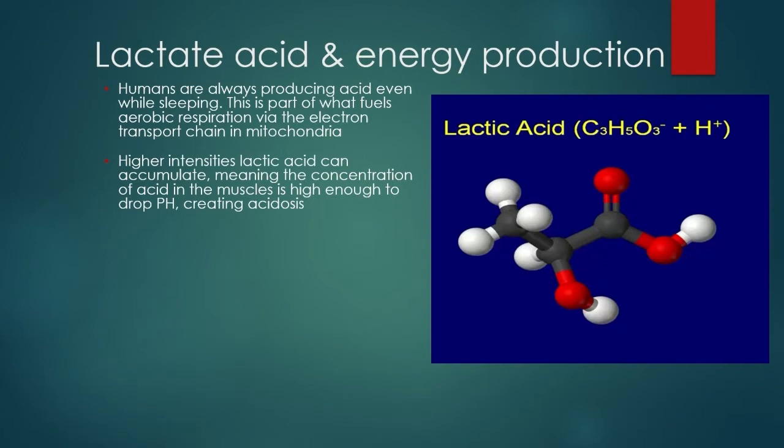at higher intensities, lactic acid can accumulate. So essentially at lower intensities, the aerobic system can use the hydrogen ion, so it stays in balance. But at these higher intensities, because the aerobic system takes longer to do it, the lactic acid accumulates. And that's really what people think of. It's not that it's being produced, it's that it's accumulating, meaning the concentration of acid in the muscles is high enough to drop the pH. If you think back to your sophomore year of high school chemistry, you remember that neutral pH is 7.0. That's where the body wants to be. And if it gets lower than 7.0, that becomes acidic.